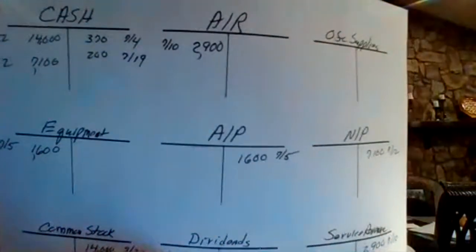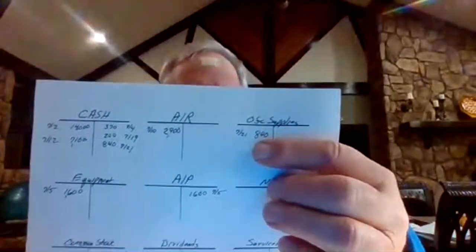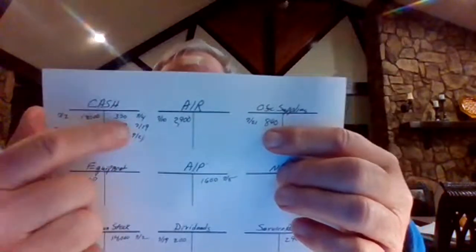Okay. Next one is we pay dividends. So dividends on July 19th gets increased with a debit, $200, and cash gets decreased with a credit of $200 on the 19th. There's the debit to dividends and the credit to cash, both on the 19th. On the 21st office supplies are increased $840, and cash is decreased $840 on the 21st. One asset goes up, office supplies, another asset, cash goes down. We exchanged cash for office supplies, one asset for another.